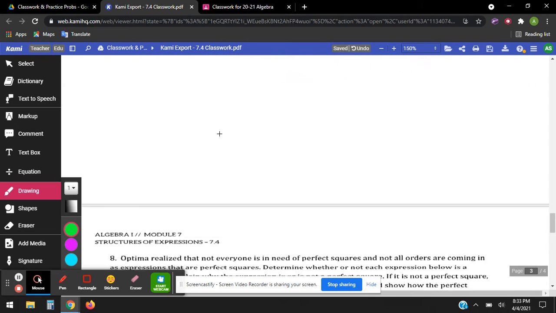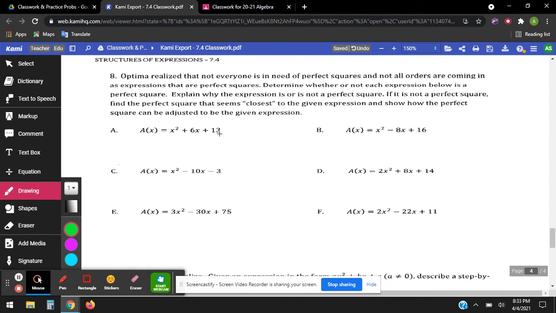All right, keep going. So Optima realized that not everyone is in need of perfect squares. Not all orders are coming in as expressions that are perfect squares. So determine whether or not these are perfect squares and explain why the expression is or is not. If it is not a perfect square, find the perfect square that seems closest to the given expression and show how it can be adjusted. So here we go to play around with these.